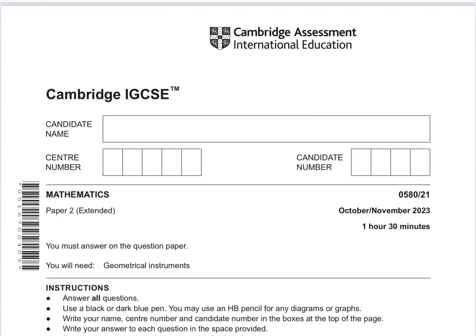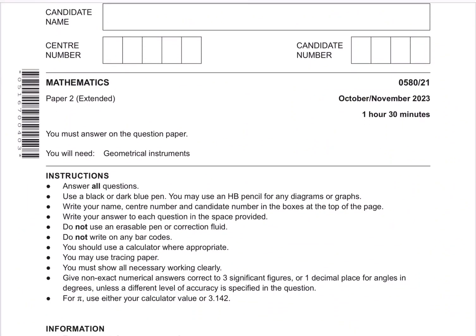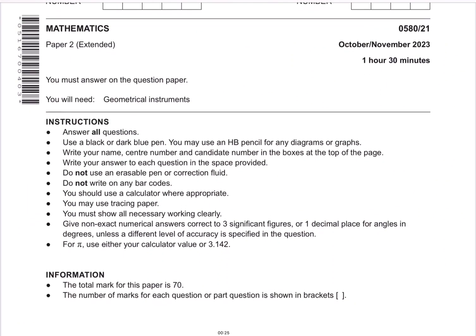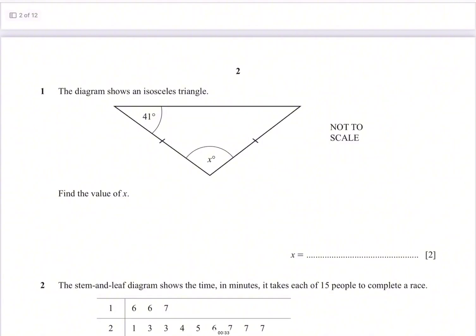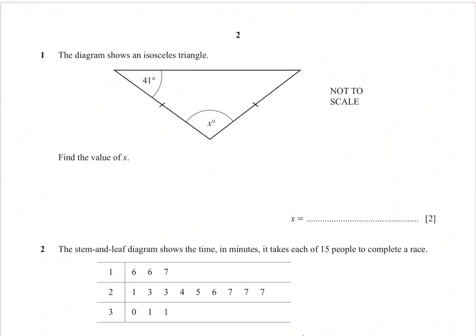P2 extended, the code is 0580 and the variant is 1. So in this paper, our first question is about the diagram, an isosceles triangle with x written on the top angle. Actually, the top angle in an isosceles triangle is always between the two lengths that are the same.